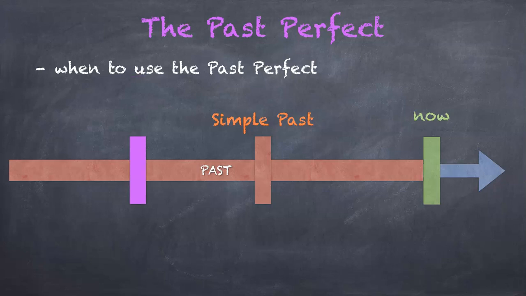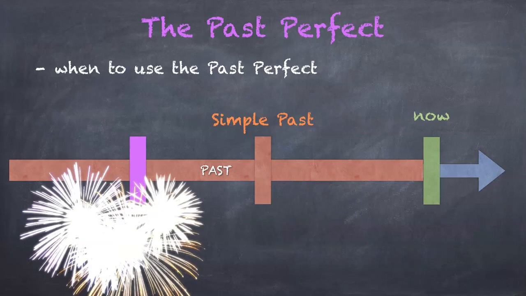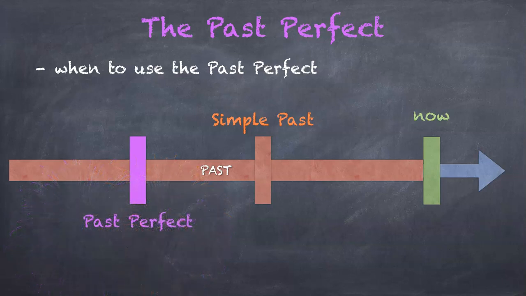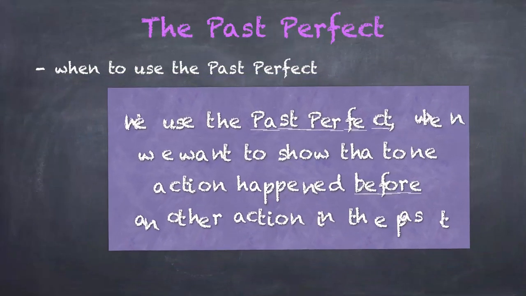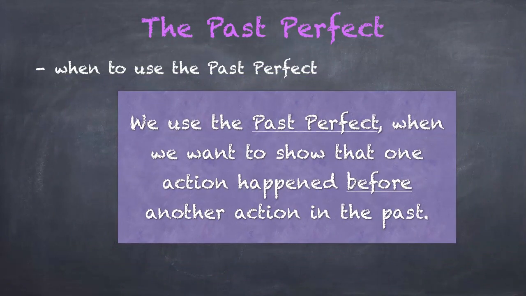When we want to talk about the past perfect, we need something that is even further back than the simple past, and that's the past perfect. So we use the past perfect when we want to show that one action happened before another action in the past. So you need two actions. One is in the past, and when you want to show that another action is even further back in the past, then you use the past perfect for this action.